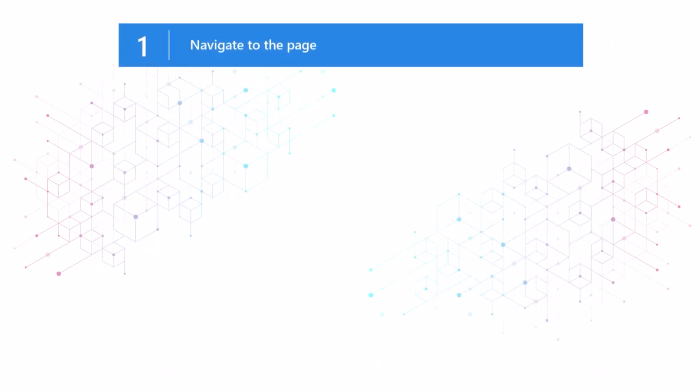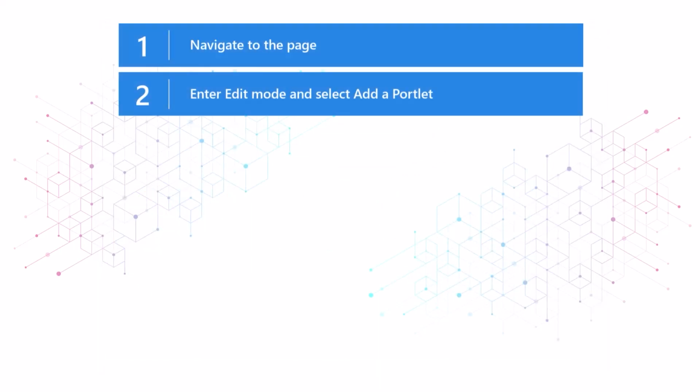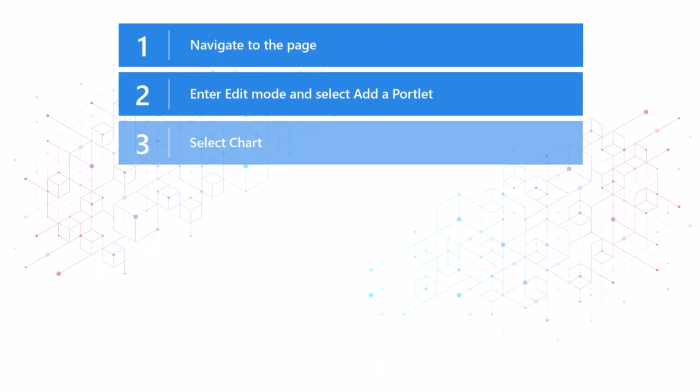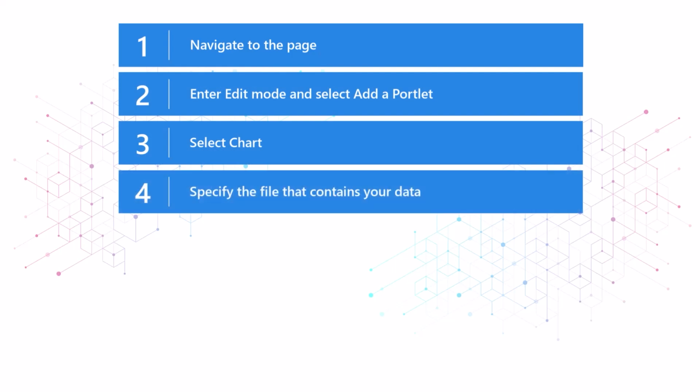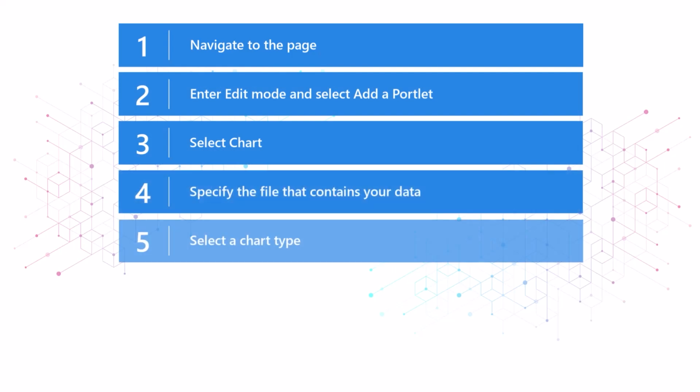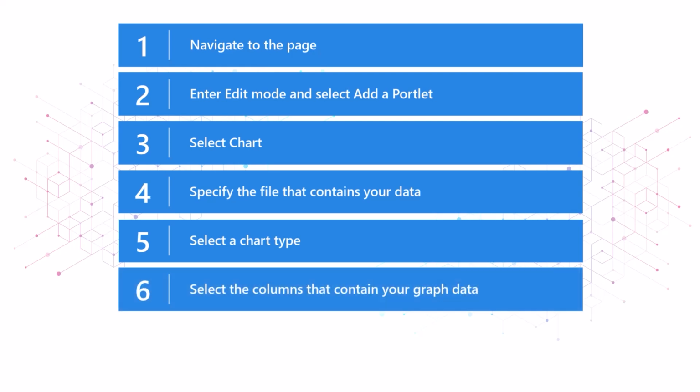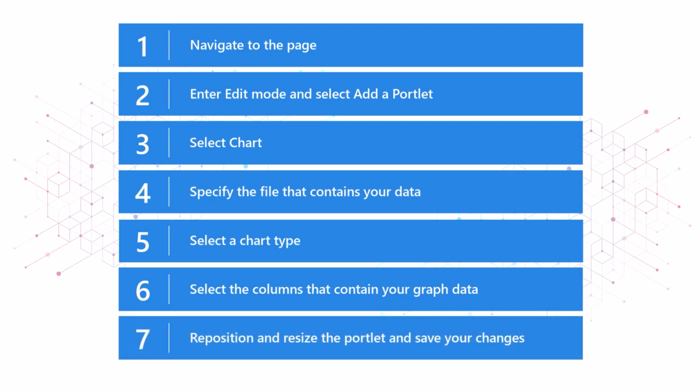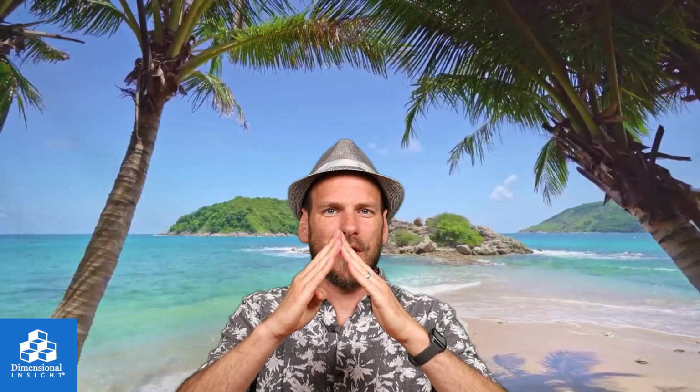You navigate to the page, enter Edit mode and select Add a Portlet. Select Chart. Specify the file that contains the data you want to graph. Select a chart type. Select the column or columns that contain the values you want to graph. Reposition and, if necessary, resize the portlet and save your changes. And that's how you top the charts.